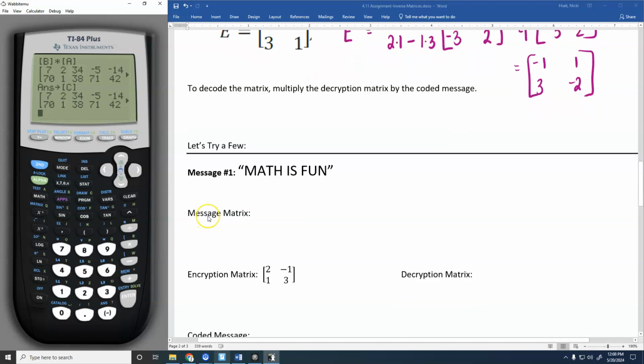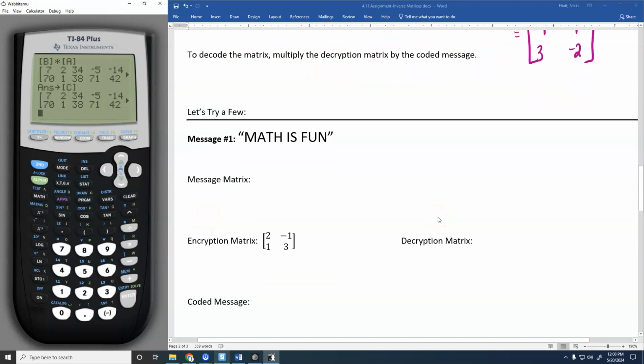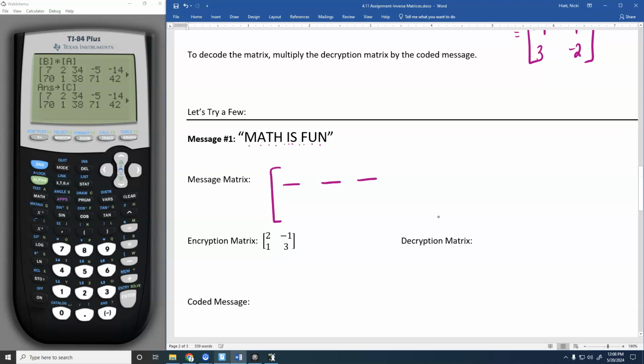So let's try one. Okay, so "math is fun" is our first message that we're going to try to send, and that is 1, 2, 3, 4, 5, 6, 7, 8, 9, 10, 11. So we've got 11 letters. We're going to have to go up to 12 so we have an even number, and we're going to do a 2 by 6 matrix for that. So 1, 2, 3, 4, 5, 6.